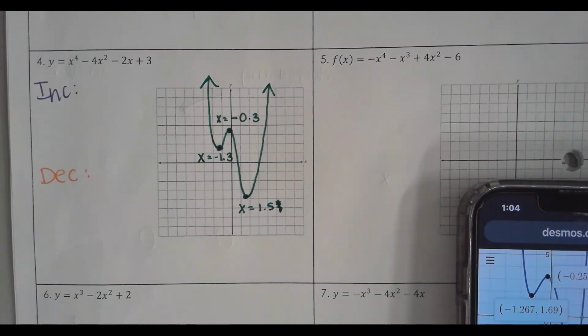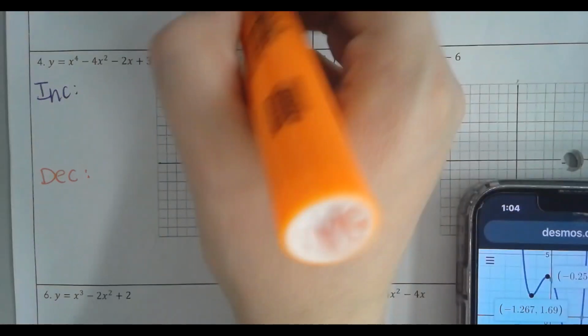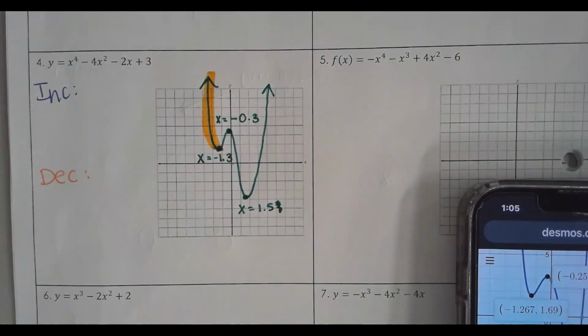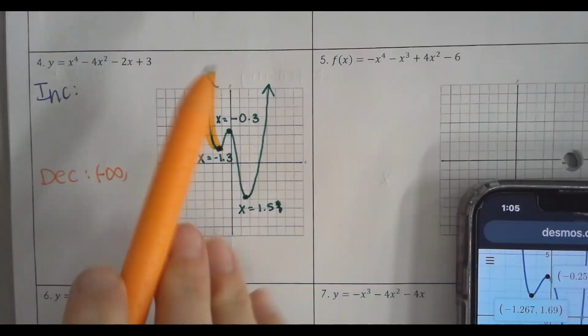So when I start tracing this graph, what am I doing first? Decreasing. Where do I start decreasing? Negative infinity. It is negative infinity. About to where? So 1.